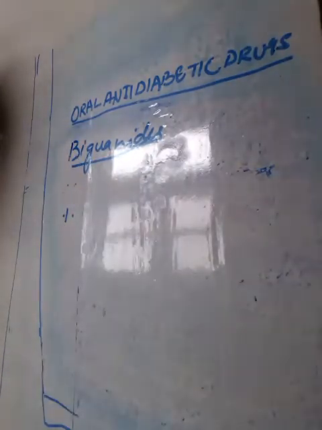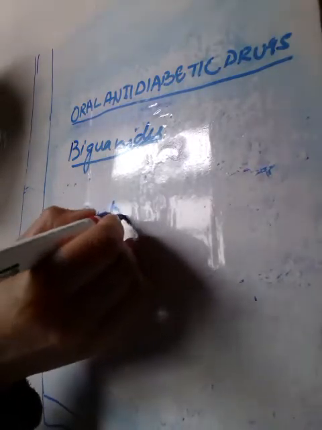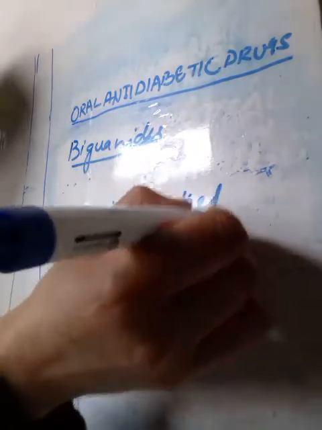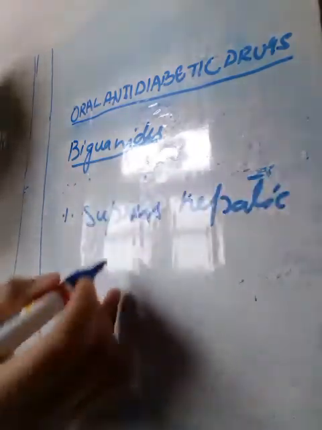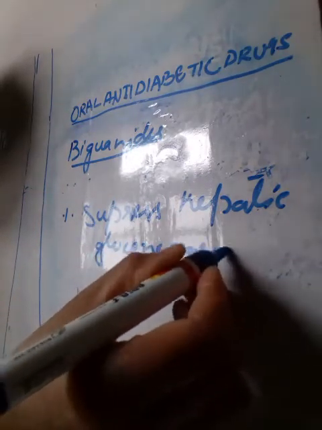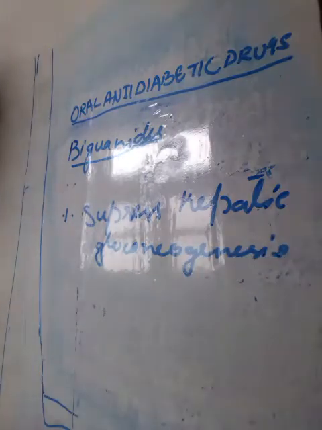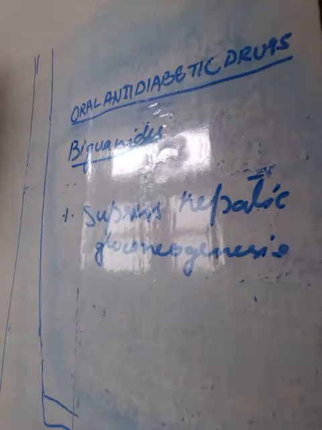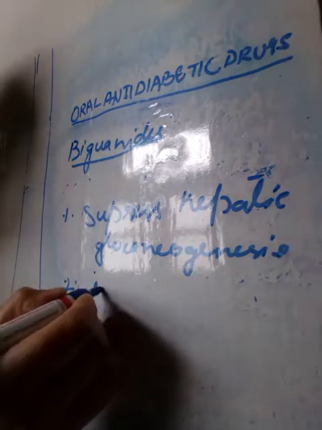Now the mechanism of action. They produce their effects by suppressing the hepatic gluconeogenesis. Next, they inhibit glucose absorption from the intestines.